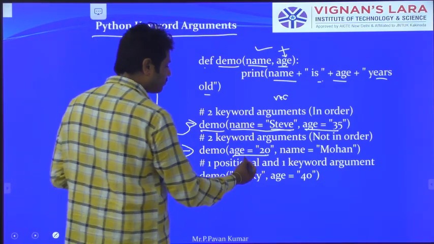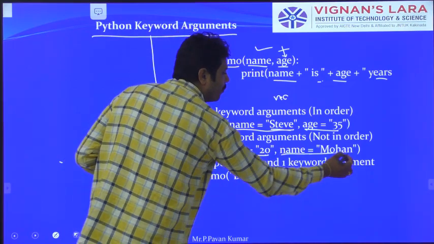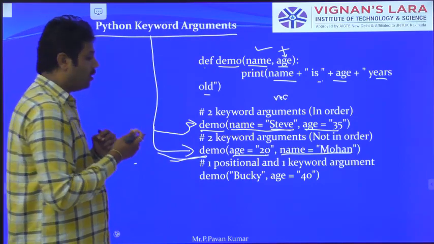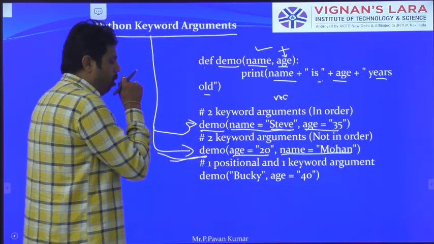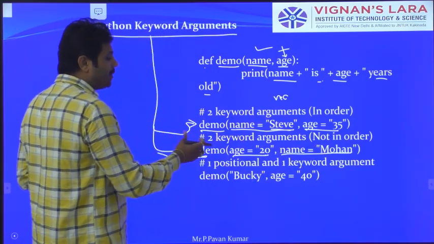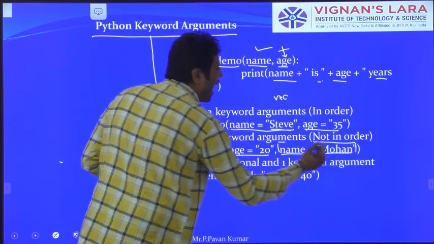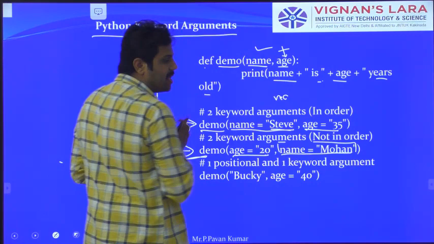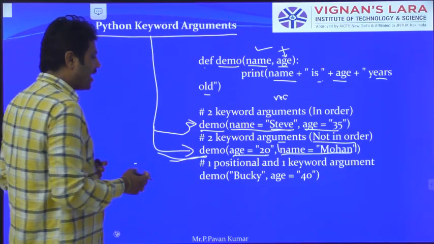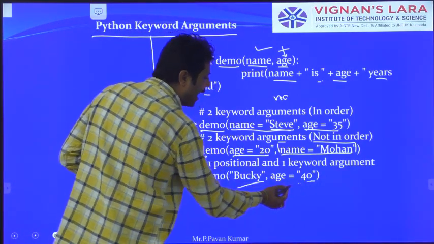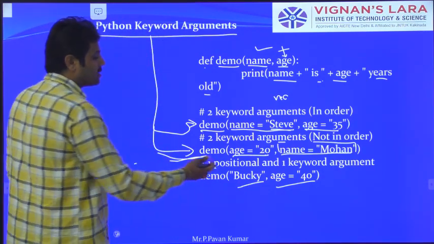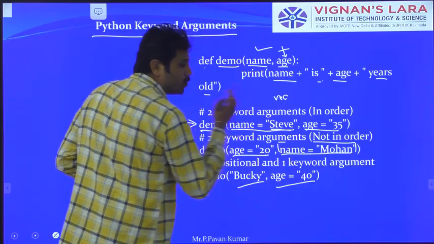Next here, age equals to 20 and name is Mohan. Just reverse it. In C programming language, it doesn't allow. Here, age equals to 20, name equals to Mohan. It will take the second argument as the first and first argument as the second. Now, Mohan is 20 years old is the output. Next, here Bucky and age 40. Here I have not mentioned name equals to Bucky. Next, I simply write age equals to 40.